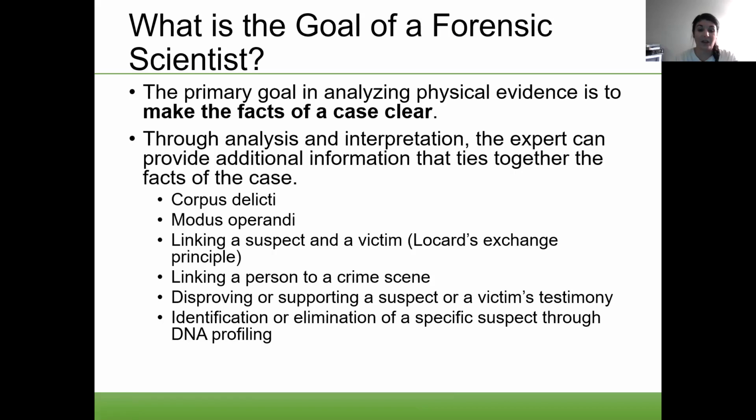You can identify or eliminate a specific suspect through DNA profiling, provide investigative leads to the investigator for the case based on the results that you give them, and you can be called as an expert witness.